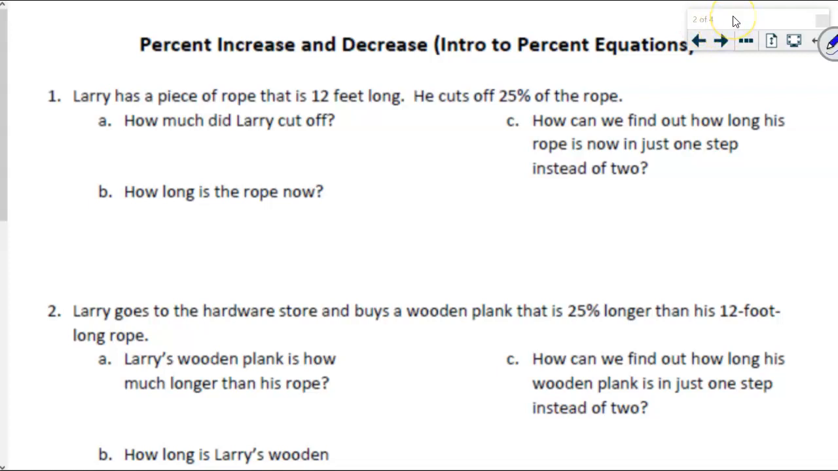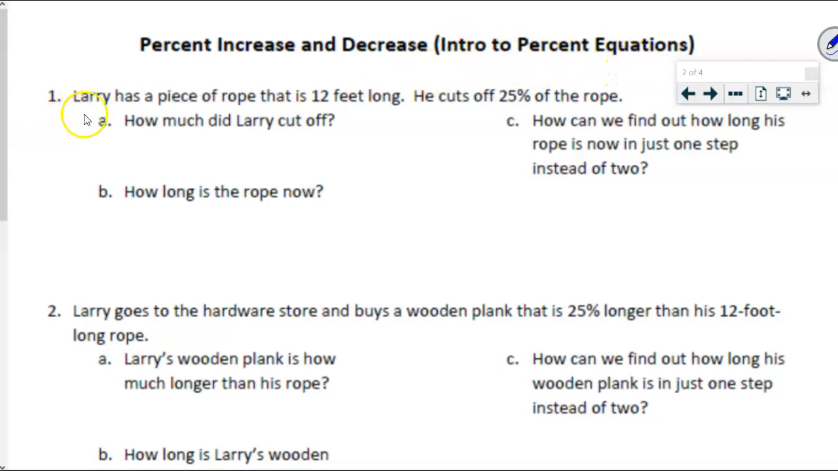Hello, Math 7 students. This is an introduction to percent equations, which I call percent increase and decrease. Some of this is going to look really familiar because some of these problems were the same types of ones that we did a couple days ago in a different lesson. On the other lesson, we were drawing models. In this lesson, we're not going to draw models. We're going to start working towards percent equations.